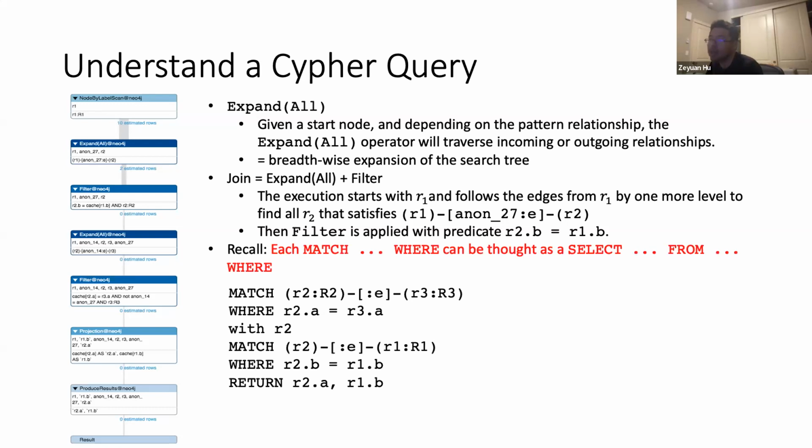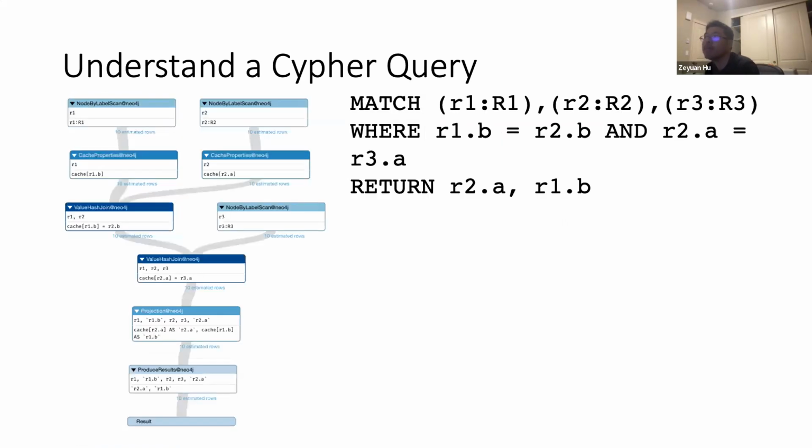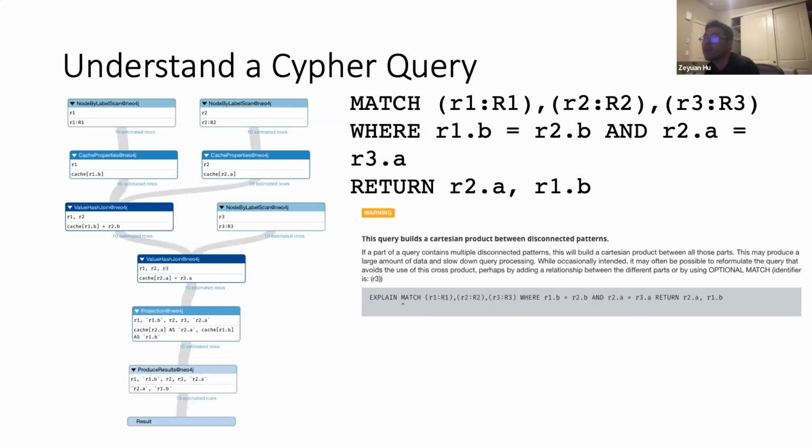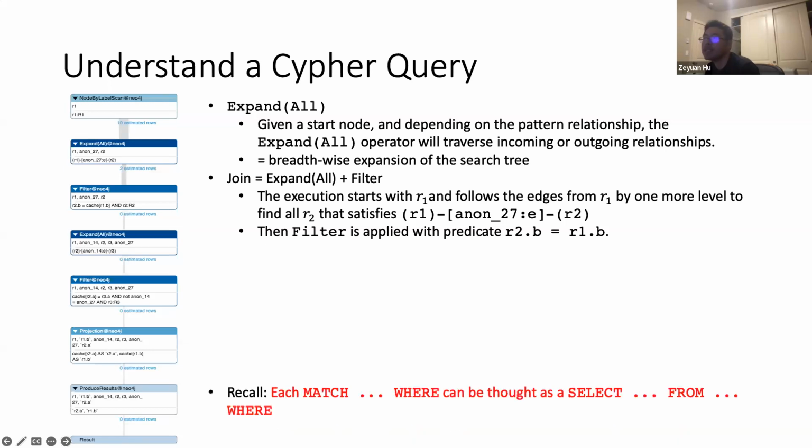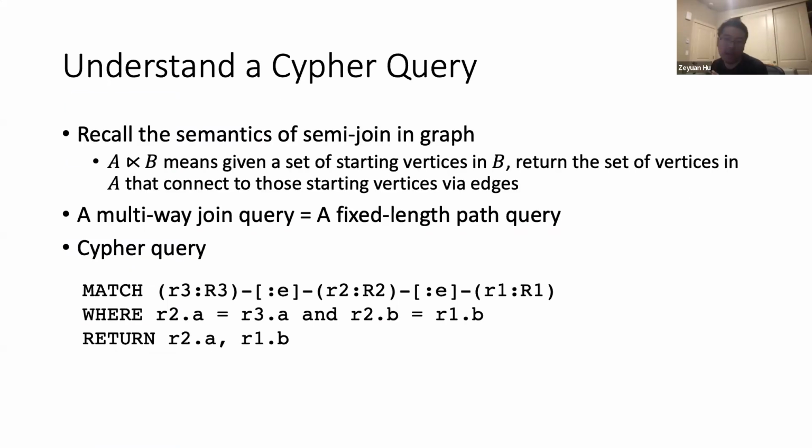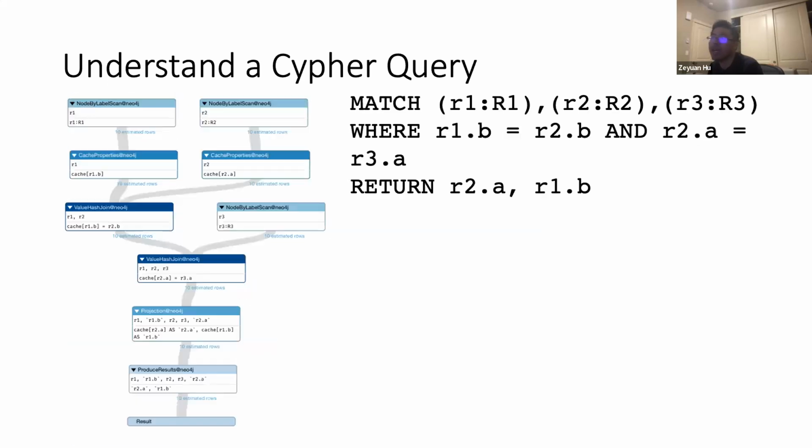Just a reminder that each match clause can be solved as a slide from where. This is actually a good case, a standard way when you want to write a join query. Technically, you can directly translate SQL queries into Cypher like the following. For instance, you just want to match some nodes and some nodes satisfy some conditions.